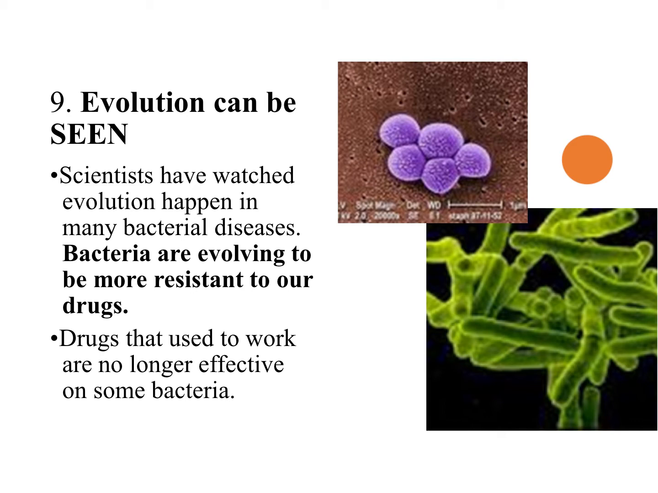There are 9 total pieces, so today we're going to cover that 9th and final piece of evidence, and that is evolution can be seen. Okay, so we can see this happen. We see it happen with bacteria and viruses, so organisms that reproduce quickly, and there's a lot of them, so big populations. When we look at populations of bacteria, we can see that they're evolving to become more resistant to our drugs, which means drugs that used to work and kill bacteria are no longer effective.